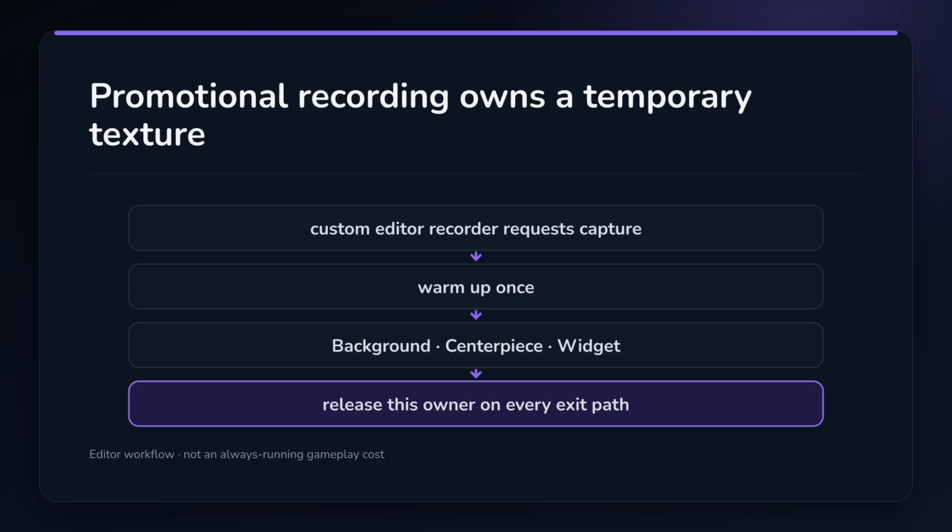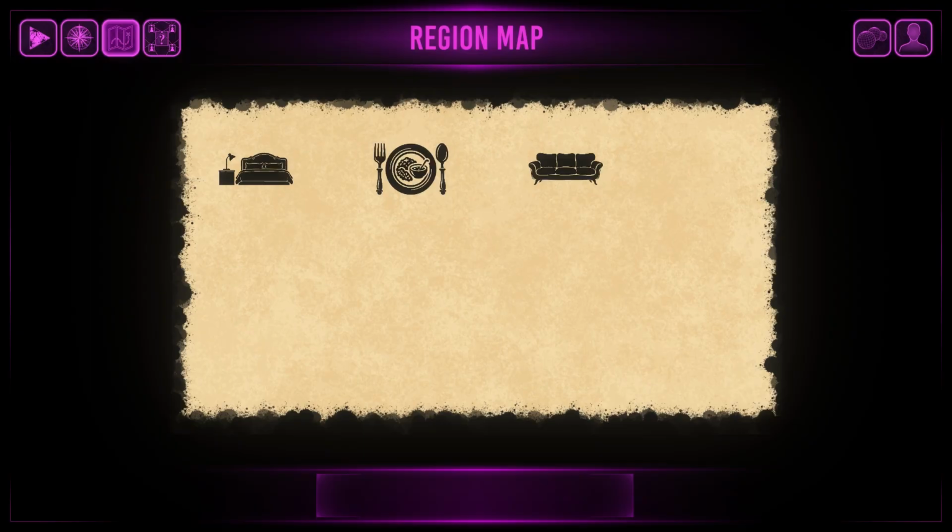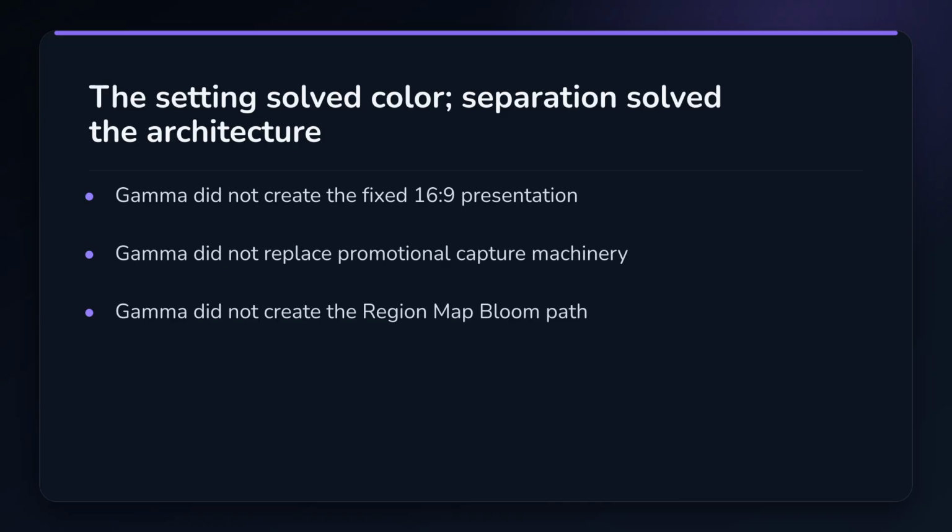For promotional recording, our editor tools request a render texture for one capture, then release it on success, failure, cancellation, or shutdown. For bloom to spread from the highlighted icon into the surrounding map, Unity must combine the UI with the camera image before post-processing. The region map screen therefore enables bloom and requests the high dynamic range compositor only while it is open. The setting solved color. Separating these responsibilities solved the architecture.